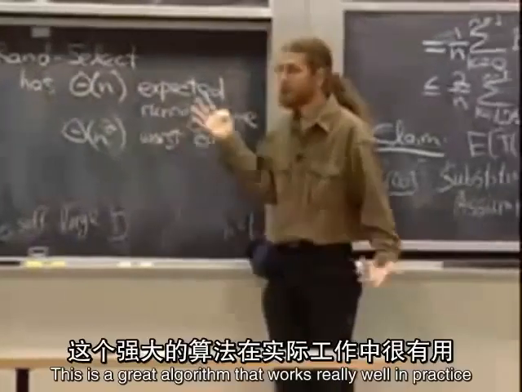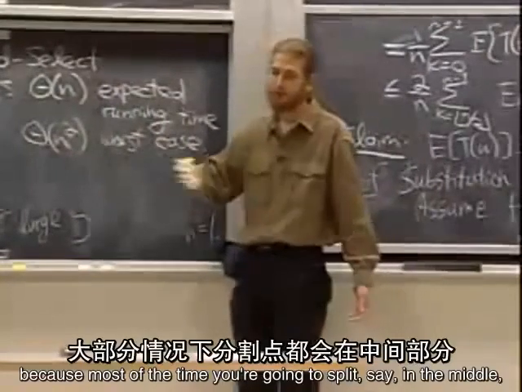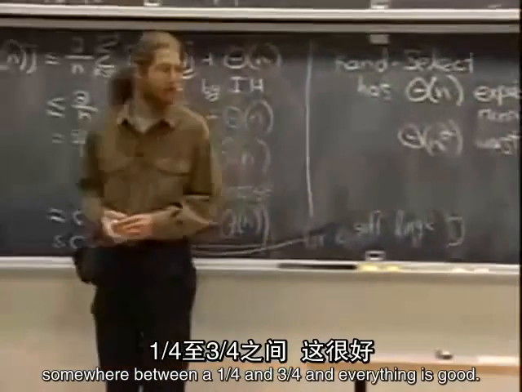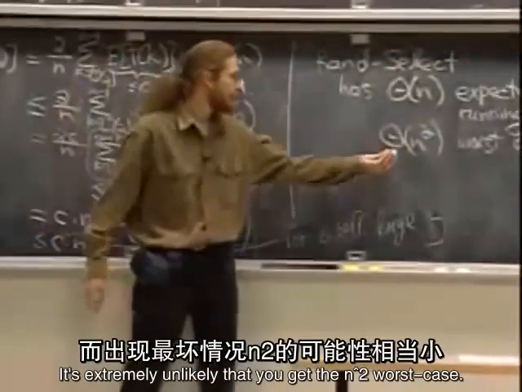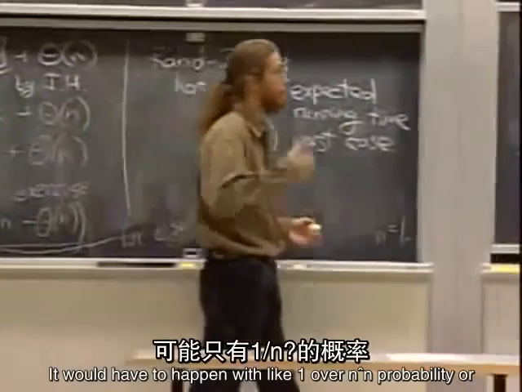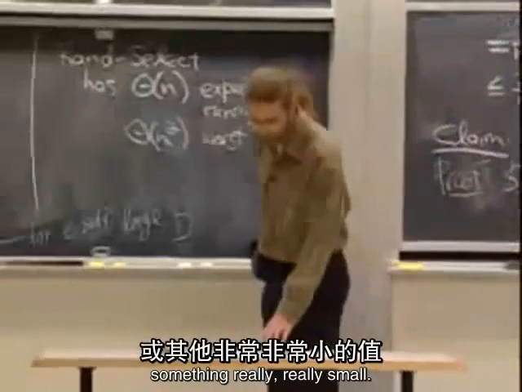Okay, this is a great algorithm. It works really well in practice, because most of the time you're going to split, say, in the middle, somewhere between 1/4 and 3/4, and everything is good. It's extremely unlikely that you get the n squared worst case. It would have to happen with like 1 over n to the n probability or something really, really small.